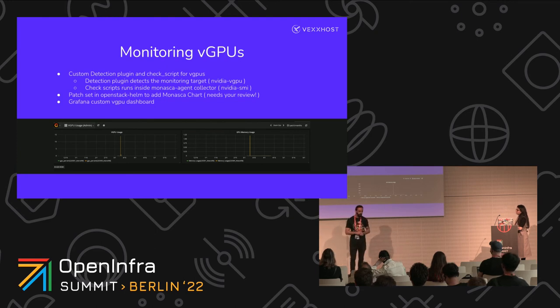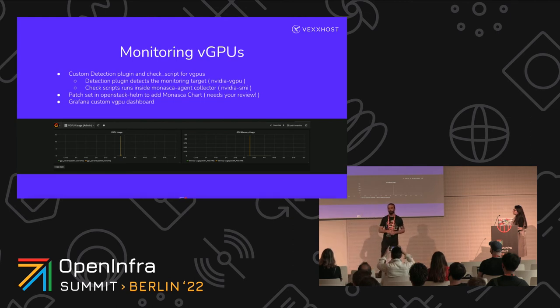the OpenStack Helm chart for Monasca. What we do basically, and we are using this in production, is have a detection plugin that detects which types of GPUs run on the system. Then we have check scripts that use the NVIDIA SMI command line tool to get metrics, and we plot them into graphs to make it easier for administrators to monitor the GPU memory usage and the vGPU usage for the VMs. That's basically what we have been doing on the technical side of things.